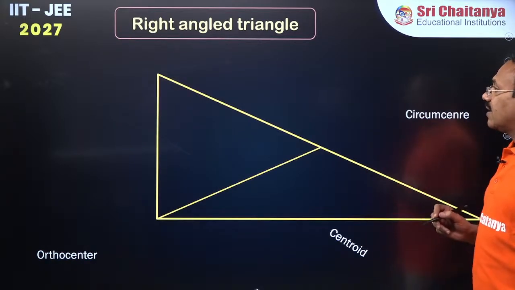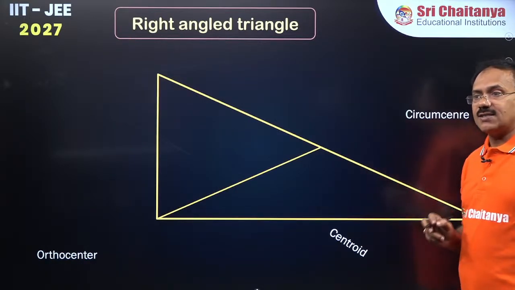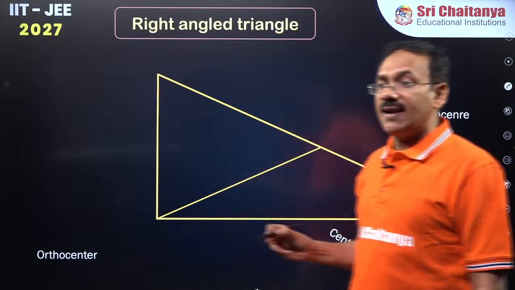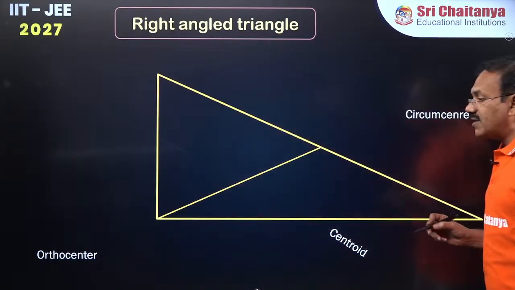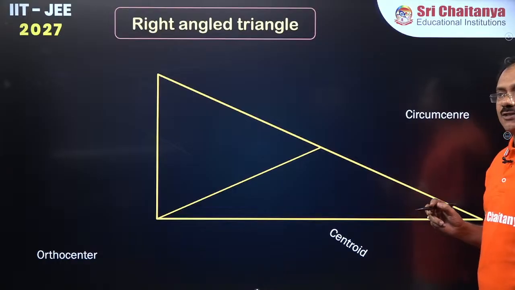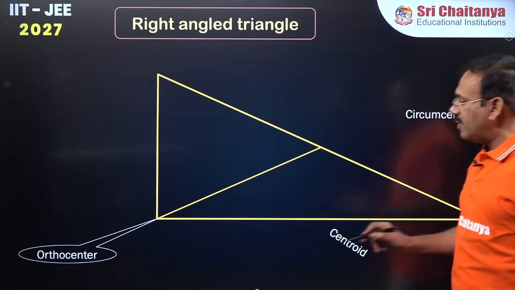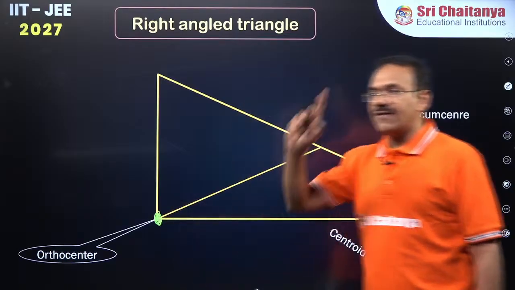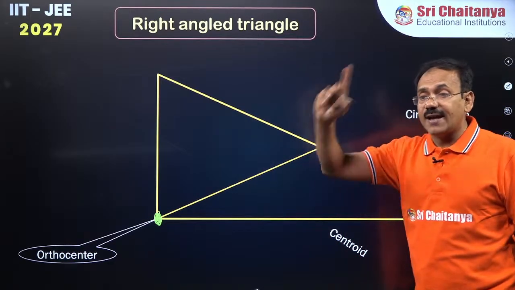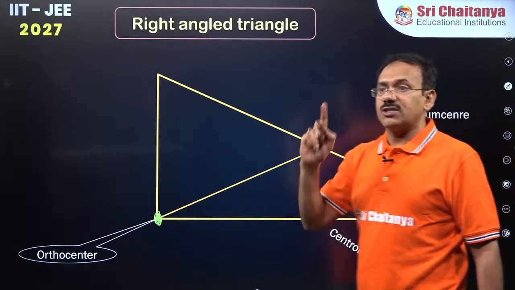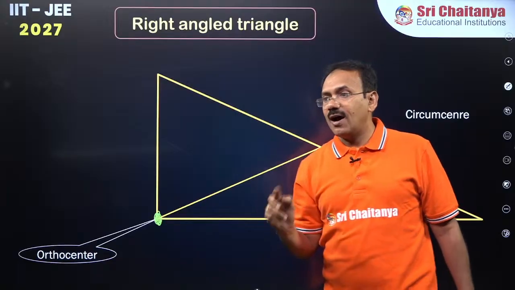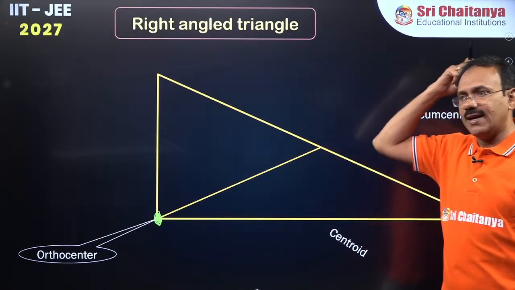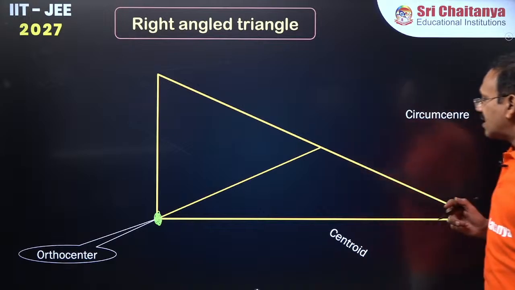Next, the right angled triangle, guys. It's a very important one. In a right angled triangle, where will the orthocenter be? The orthocenter will be the vertex containing the right angle. Very important. In a right angle triangle, where will the orthocenter be? It is the vertex containing the right angle. Clear? And where will the circumcenter be?